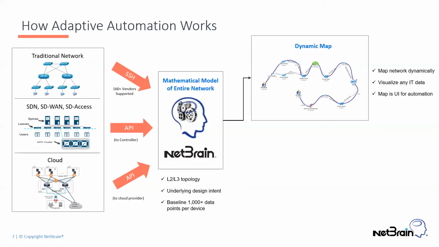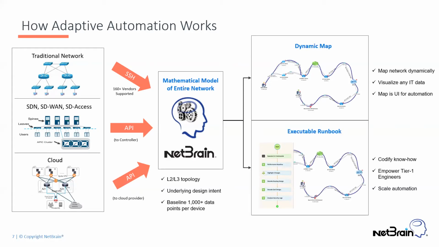First, we have the dynamic map, which is used to abstract the entire network, automating network visibility and acting as the user interface for your network automation. The map is used to visualize literally any data about the network that may be useful. Topology data, configuration and design data, baseline data across thousands of data points, even data from a third-party solution, all integrated within NetBrain.